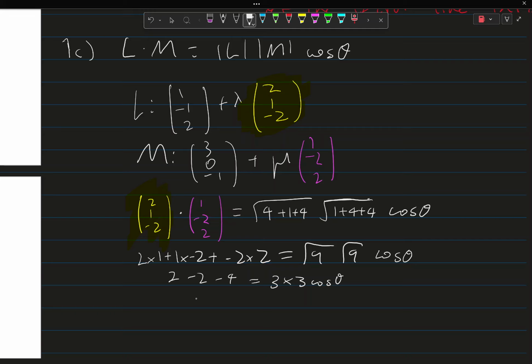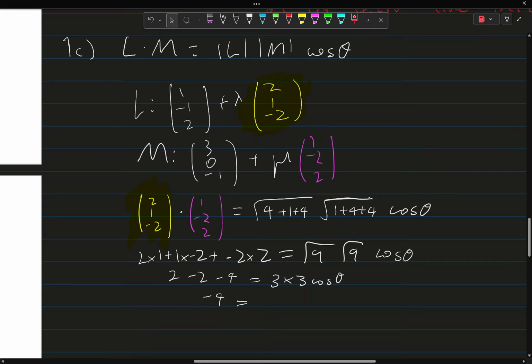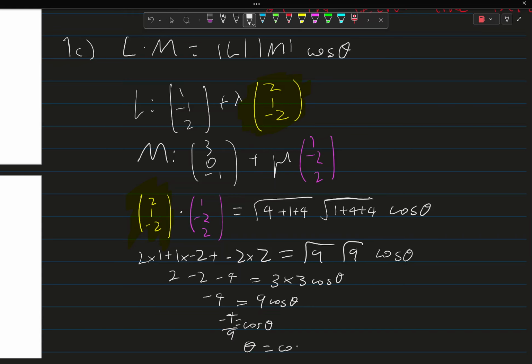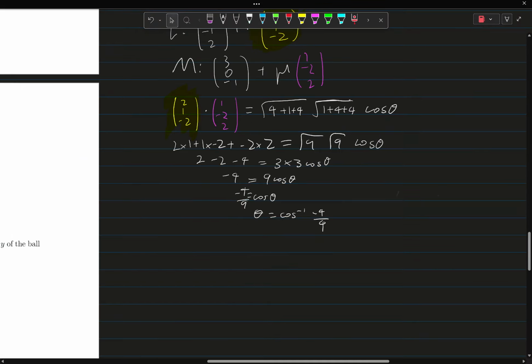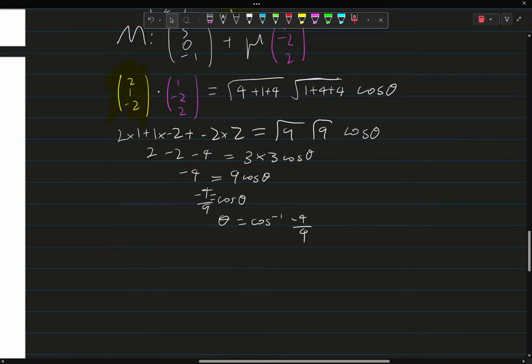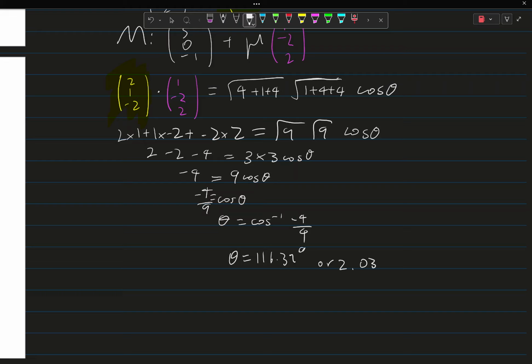So we have -4 equals 9 cos theta, so cos theta equals -4 over 9. Theta equals cos inverse of -4 over 9, which is 116.39 degrees, or 2.031 radians. But notice how this is an obtuse angle.